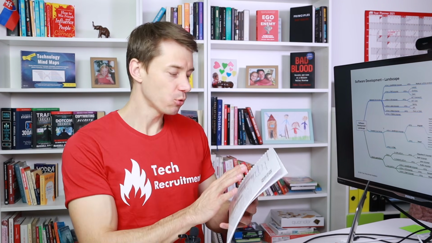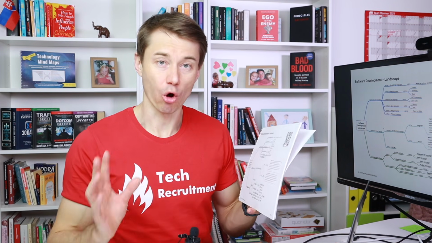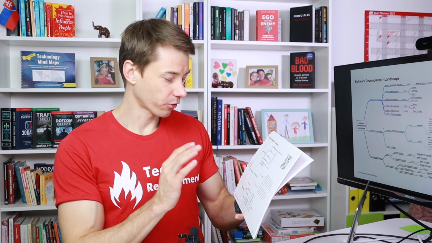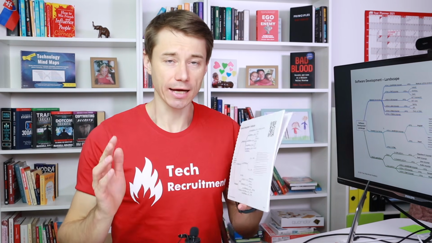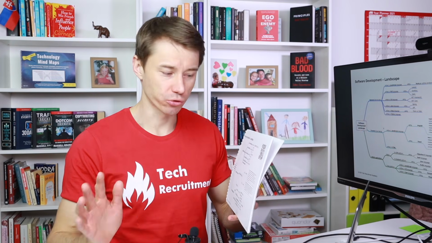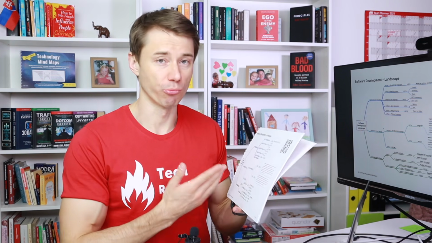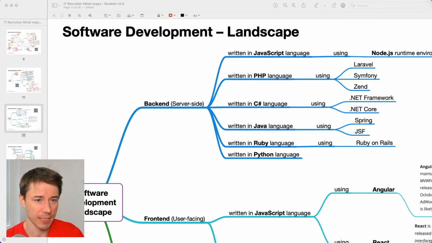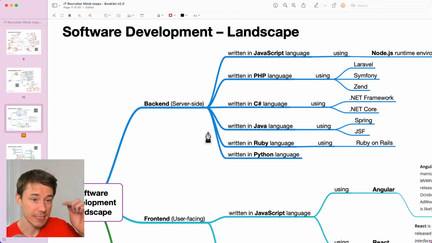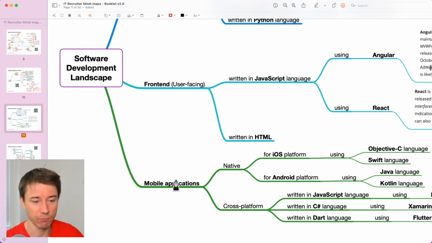Okay, so let me walk you through these two or three options: backend development, front-end development, and mobile applications, because it's very likely that as an IT recruiter, you will be recruiting these backend or front-end or mobile app developers. So let's dive right in. Let's kick it off with the software development landscape. I'm looking at front-end, back-end, and mobile applications.